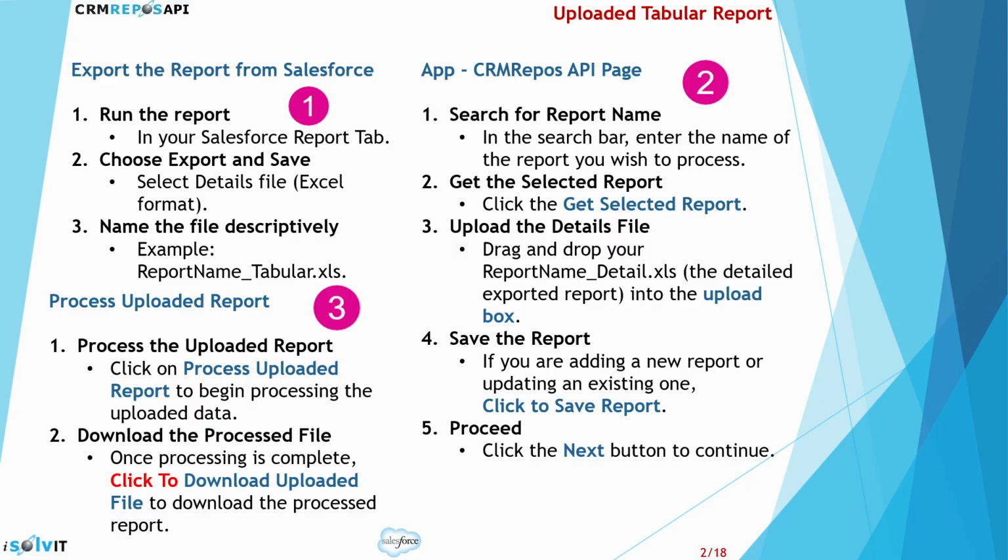After the report is fully configured, simply click Process Uploaded Report. CRM Repo API reads the uploaded data, applies your formatting, and prepares the final XLSX. When processing is complete, click Download Uploaded File to download the finished, fully formatted, compliant Excel report.